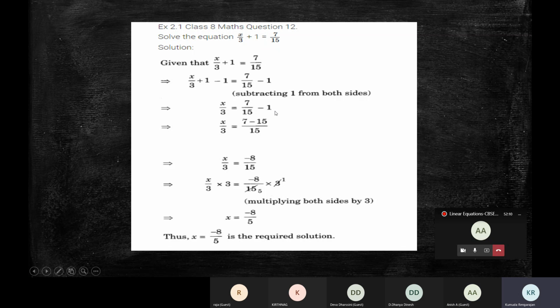Okay, you are writing 1 as 15 by 15. Correct. Okay, write 1 as 15 by 15. So it will be 7 by 15 minus 15 by 15. Now they are like fractions. They have the same denominator, so we have to subtract the numerators. 7 minus 15 divided by 15.